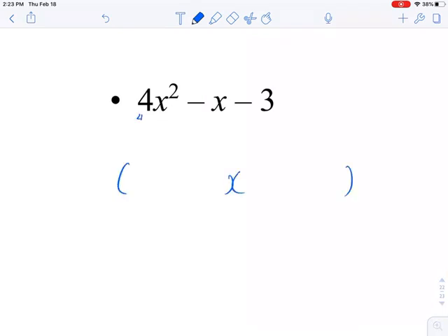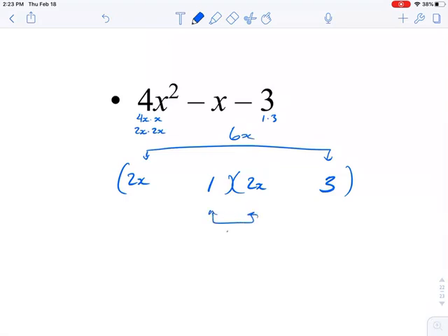So 4x could be 4x times x, or it could be 2x times 2x. 3 can only be 1 times 3. So we can put that in. And let's check the 2x and 2x. Now these are the same, so it doesn't matter whether I flip the 1 or the 3. If this is going to work, it's going to work either way. So check your outer product. So 2x times 3 is 6x, and 1 times 2x is 2x. Well, there's no way 6x and 2x are going to get me to just negative x.